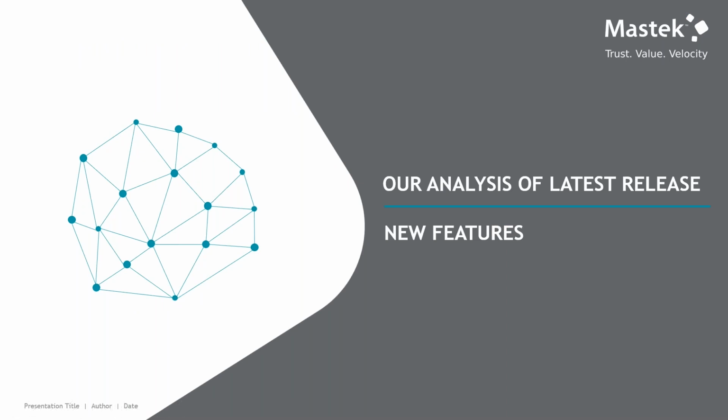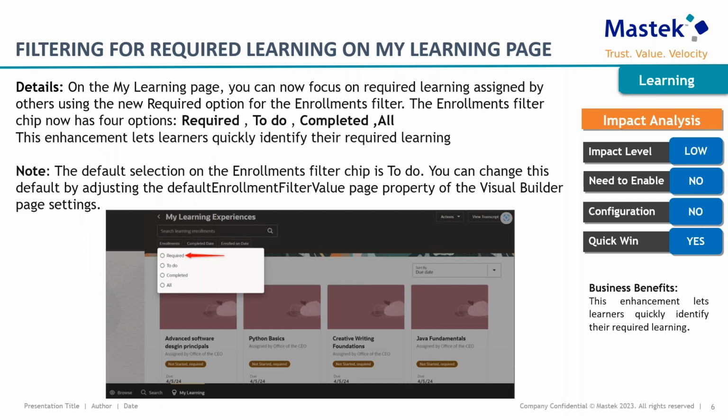Thank you, Hardik. Hi, everyone. We will be starting with our session on the 24C updates in Oracle Learning Cloud. The very first update is filtering for required learning on the My Learning page. Now on the Redwood page of Employee Self-Service, learners would be able to see filters like required, to do, completed, and all together by default when landing on the page.